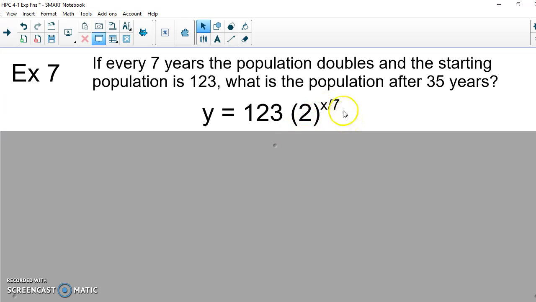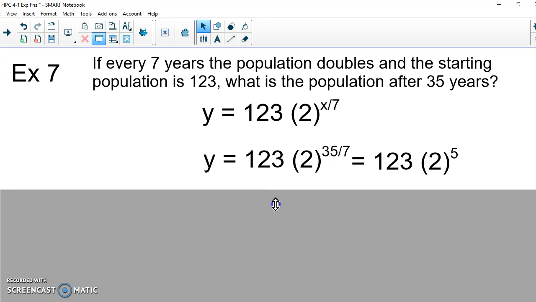After 14 years, if I wrote the number 14 in here, then I would be doubling the number twice, because I would have 14 over 7, 2 squared, so I'd be multiplying by 4. I'm doubling that number twice.